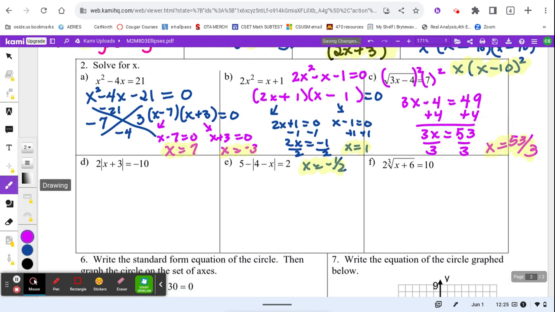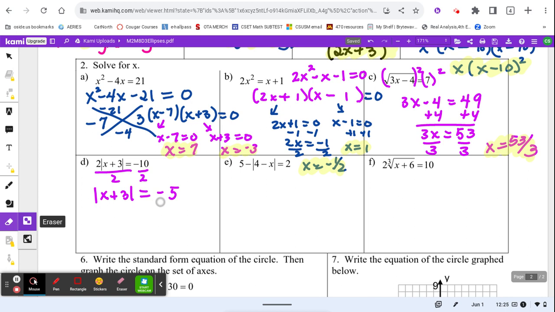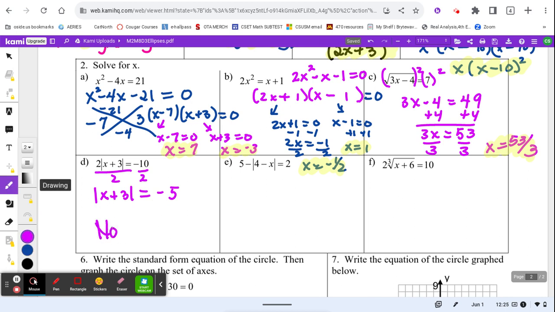All right, we need to isolate the bars on this next one before we can solve with the absolute value. And I stop right here. Negative 10 divided by 2 is negative 5. Can an absolute value equal a negative? No. So this is one of those no solution sneaky problems.